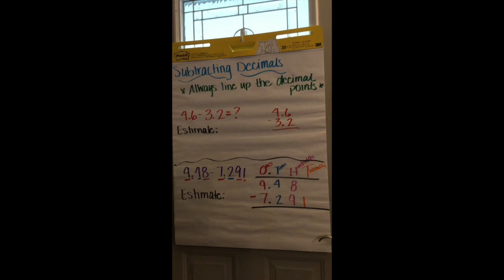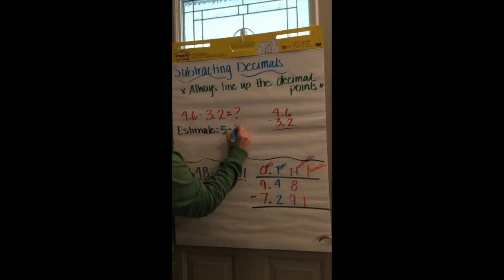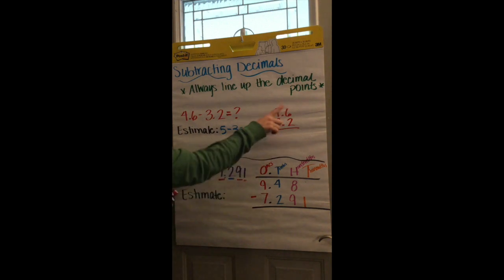So just like yesterday, we always need to do that estimate. If I am rounding 4 6/10 to the nearest whole, I'm going to round that to 5. And if I am rounding 3 2/10 to the nearest whole, I'm going to round that to 3. So if I do that simple subtraction problem, I'm left with 2. Over here, I rewrote the problem vertically for us already.